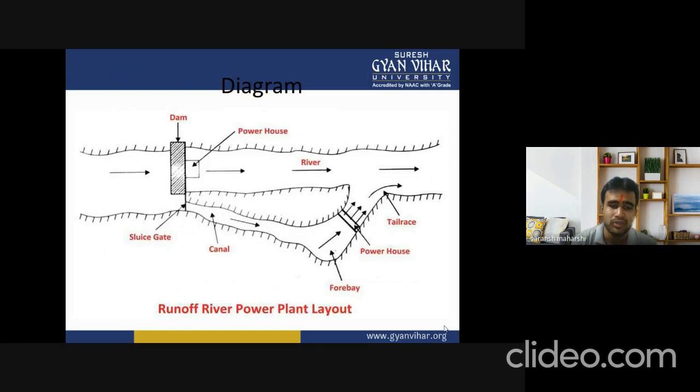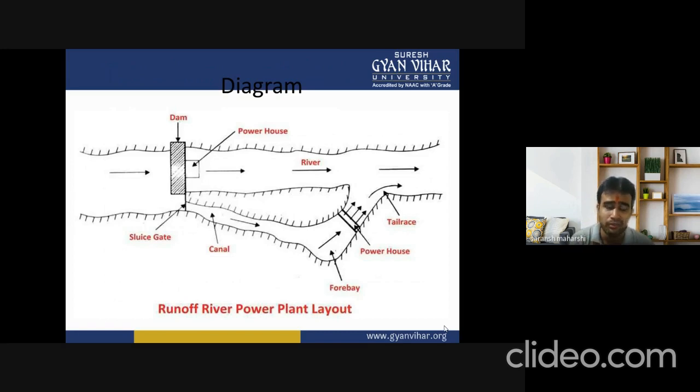This is the diagram of the run-off river power plant without pondage, and in this diagram we consider some factors like dam, powerhouse, river, sluice gate, canal, forebay, powerhouse, and the tailrace. First of all, dam, which is used as a primary source to generate the electricity in the hydroelectric power plant.